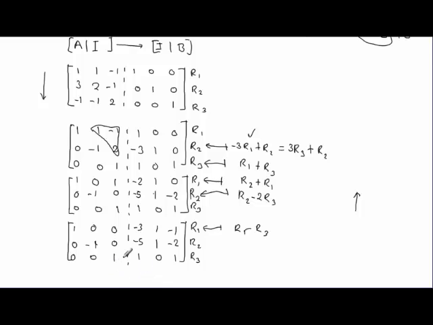Now we need one operation to change this thing to identity. What is the operation? This is not identity. This is not an identity. So we need one operation to get the identity. What do we do? We multiply row 2 by negative 1. Multiply row 2 by negative 1.